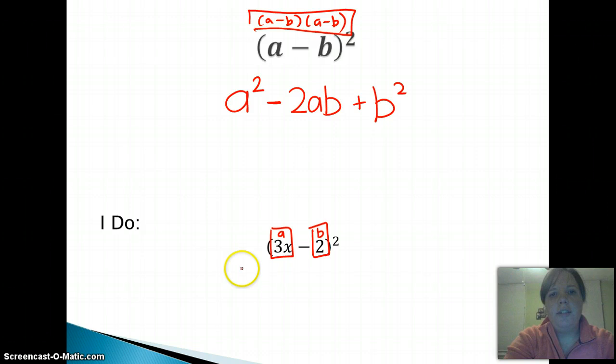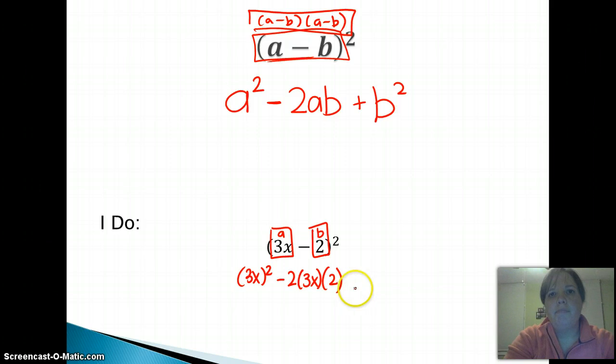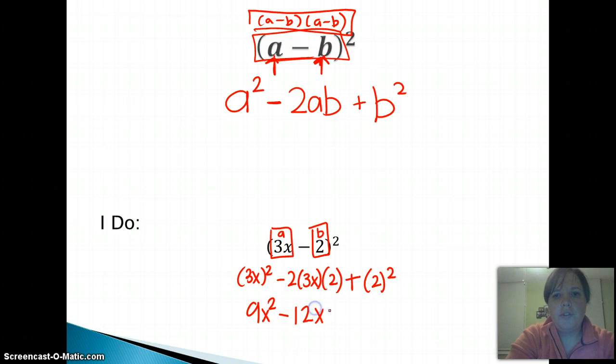So it's still a squared, so 3x squared, minus 2 times 3x times 2. Notice the b term here. I'm not taking the minus sign into account. The minus sign is taken into account because I used this particular setup. Notice this is the a term, this is the b term. You don't have to take that negative sign into account. So the b term here is 2. And then it's always plus the b term squared. So this is 9x squared minus 12x plus 4.